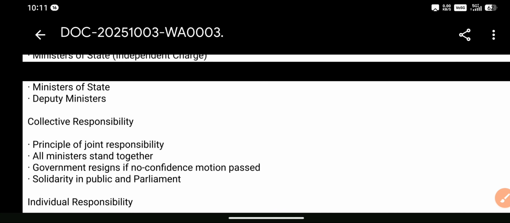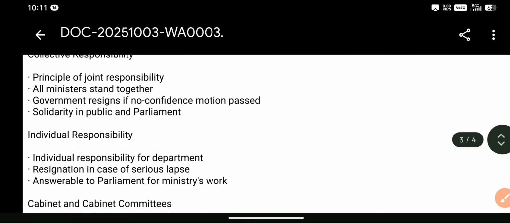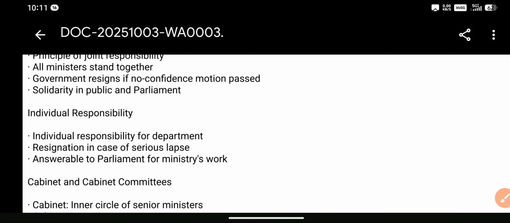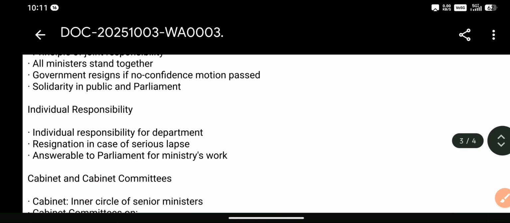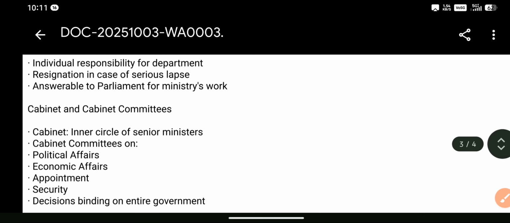Collective responsibility. Principle of joint responsibility. All ministers stand together. Government resigns if no confidence motion passed. Solidarity in public and Parliament. Individual responsibility. Individual responsibility for department. Resignation in case of serious lapse. Answerable to Parliament for ministry's work.